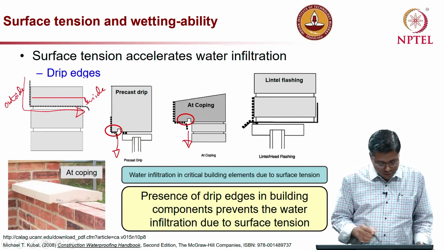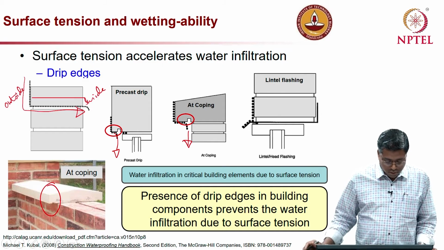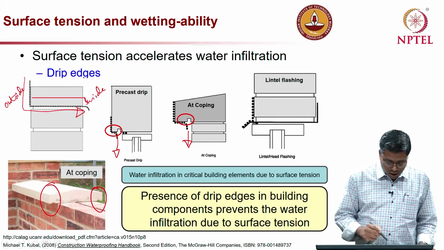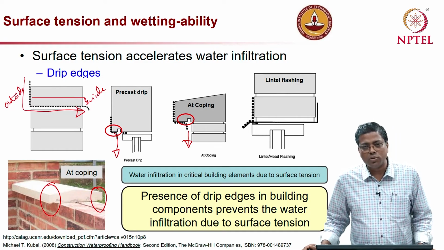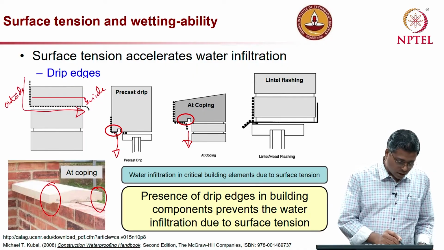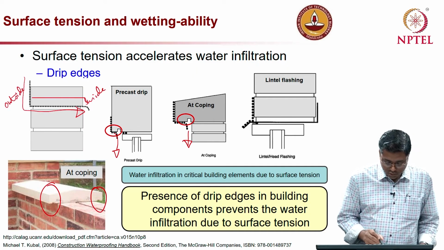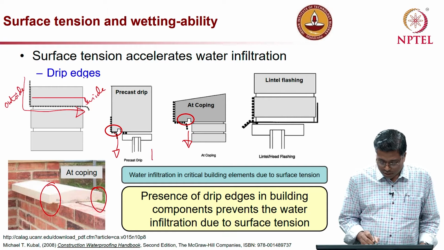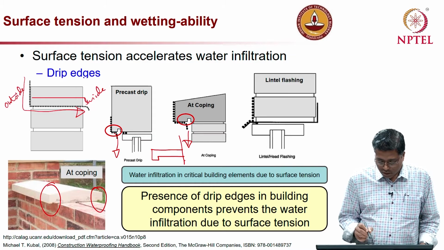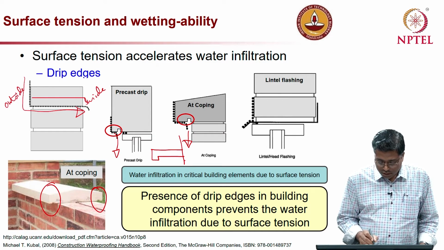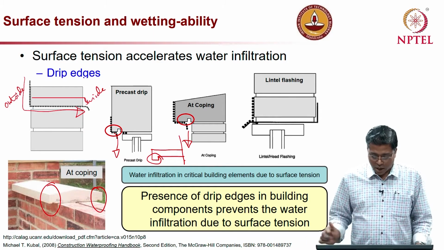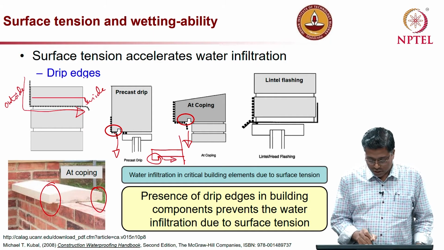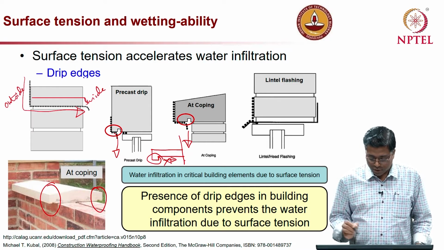Okay. And a similar thing is shown here in the picture on the bottom left. You can see small drip edges created, and also you will see these kinds of things on many of the sunshades in our construction. If I draw a sunshade, you will see something like this at the edge of the sunshade, which will allow the water to just drop down instead of flowing like this. So, that will not allow that to happen.